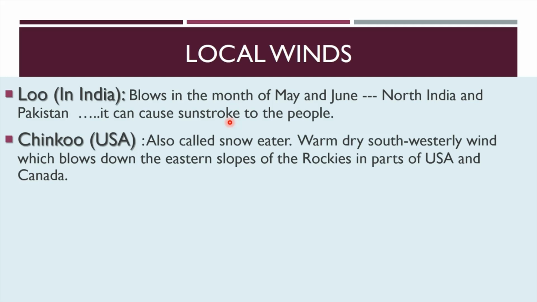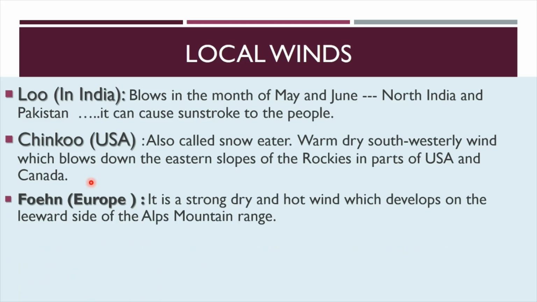Chinook. Chinook comes in the USA. It is a snow eater. Snow eater. So to eat snow, it should be warm, no? So then only it can be eaten, that means disappearing. That is why this is called a warm, dry, southwesterly wind which blows down the eastern slopes of the Rockies in parts of the USA and Canada. So this is Chinook, a name given to a local wind, especially its warm, dry, southwesterly winds.